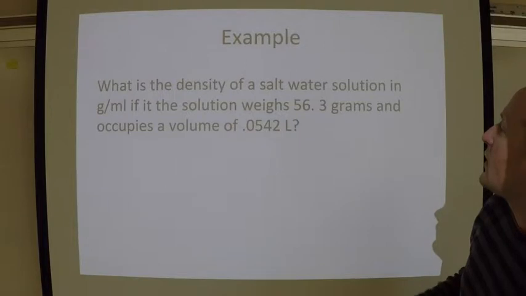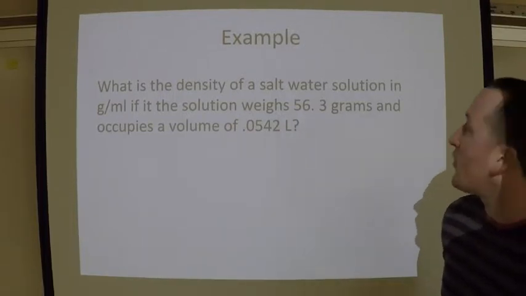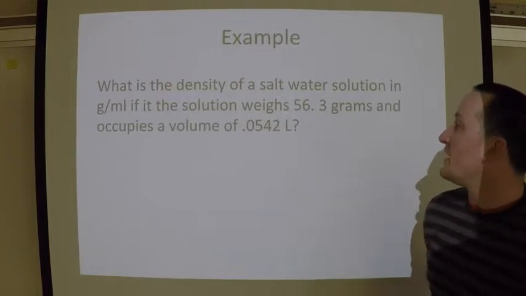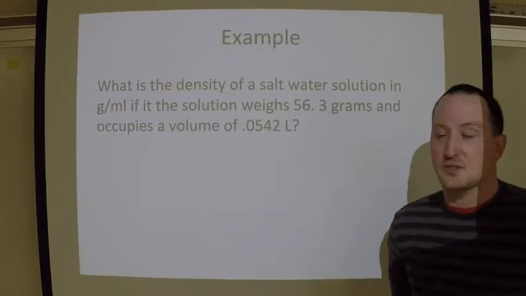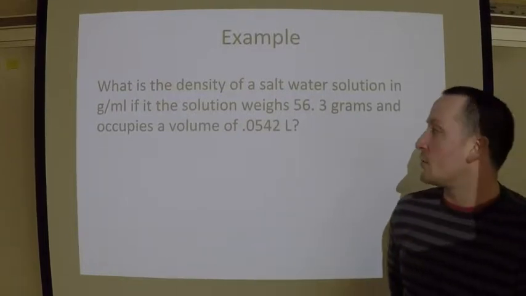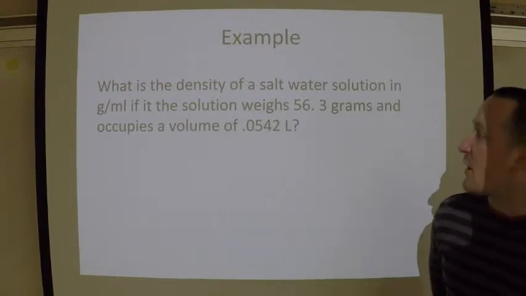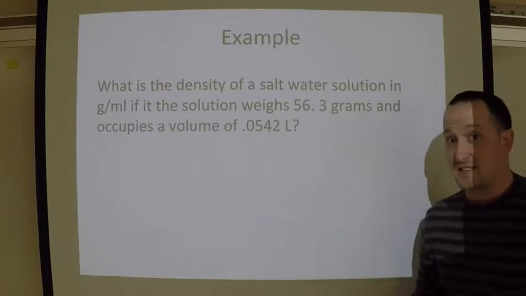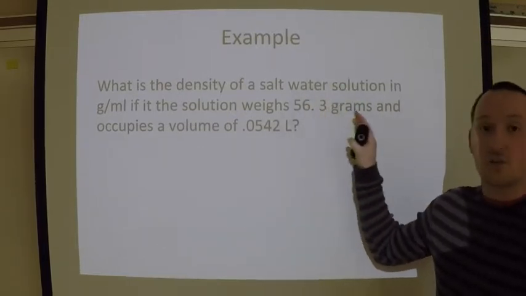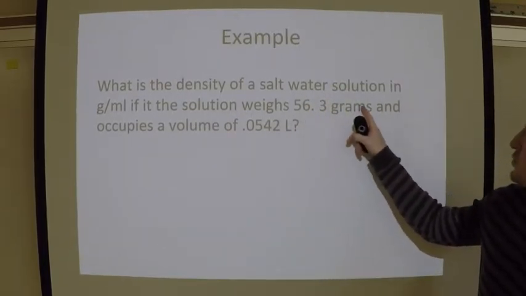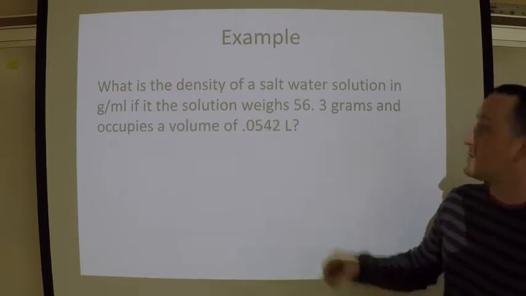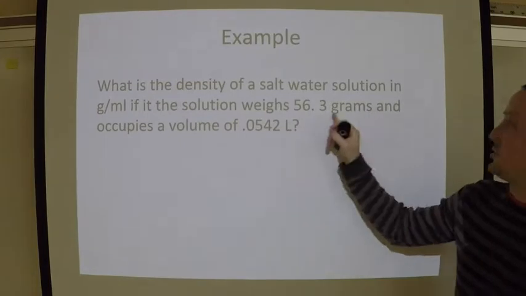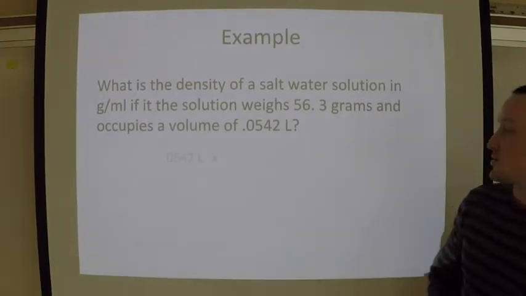So it says, what is the density of a saltwater solution in grams per milliliter if the solution weighs 56.3 grams and occupies a volume of 0.0542 liters? Well, again, it's density. So find your mass. The solution has a mass of 56.3 grams. Since it wanted my unit in grams per milliliter, is this unit in grams? Yes, it is. So I'm good there.